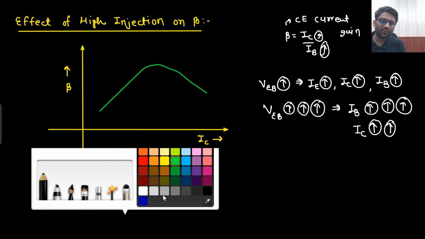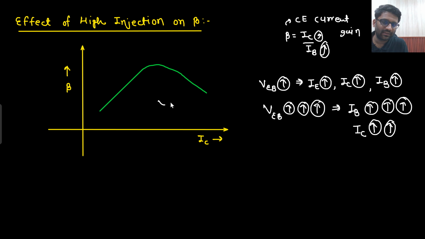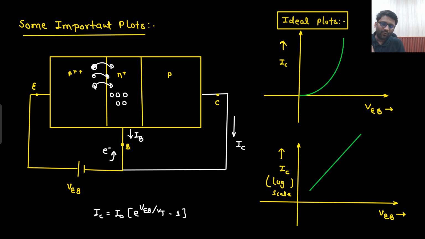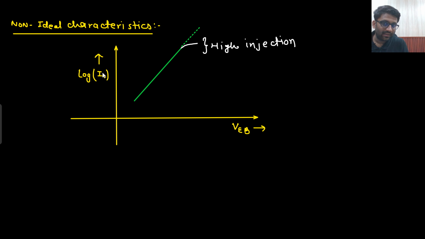So this is the condition of what? High level injection. High level injection means a lot of holes have come here. That means a lot of recombination will start taking place. That means a lot of electrons have to go, so base current would increase. But at high level injection, the collector current will not be increasing by that large an amount. The collector current would be increasing, but increasing slowly.